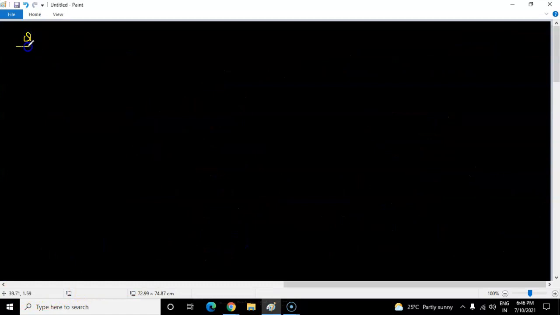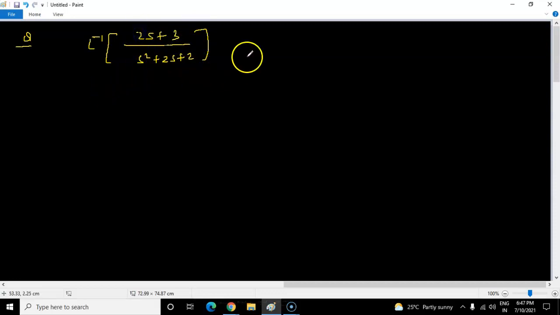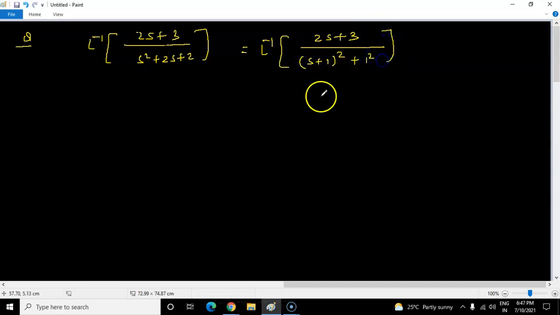And similarly another question is given here, Laplace inverse of 2s plus 3 by s square plus 2s plus 2. Same question, but here 2s plus 3 is given. So we'll see how to do it. Here, factorization, same thing we can write, Laplace inverse of 2s plus 3 divided by s plus 1 whole square plus 1 square, which we did in the last question also.